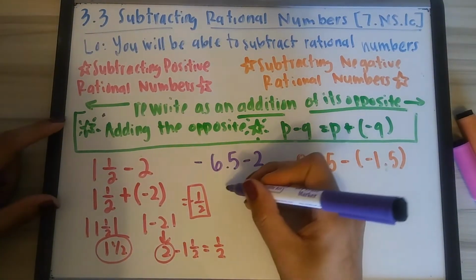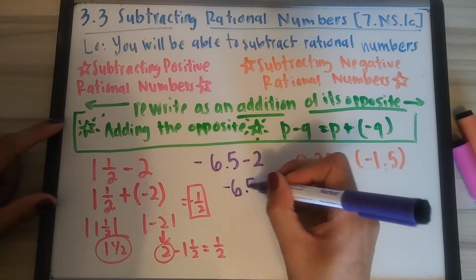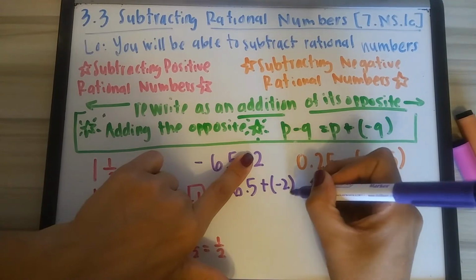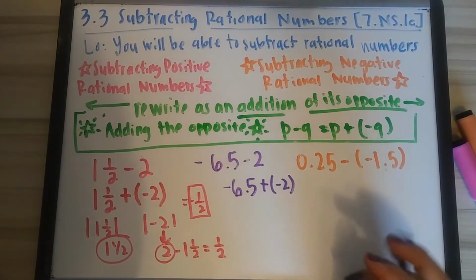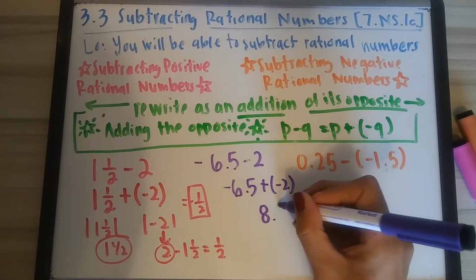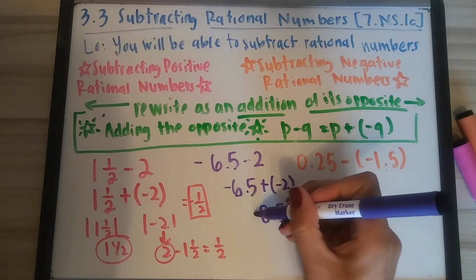So I'm going to rewrite that as an addition of its opposite. What's the opposite of 2? Negative 2, okay? So then same sign. I'm going to add them together. So 6.5 plus 2, that gives me 8.5. And because both of them are negatives, I'm going to keep it a negative.